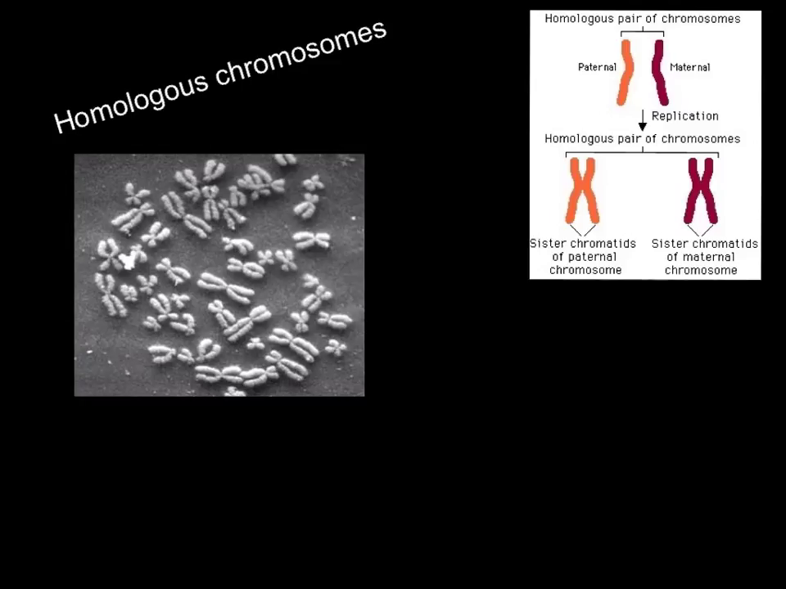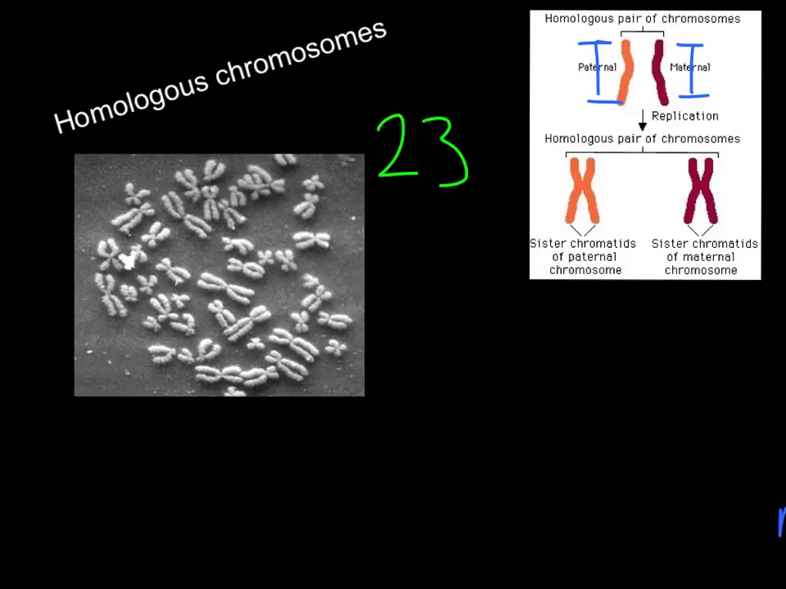Chromosomes that are of the same size and have similar structure are what we call homologous chromosomes. Their genes are exactly the same and are in the same sequence, but their alleles are not always the same. In humans, there are exactly 23 homologous pairs of chromosomes.